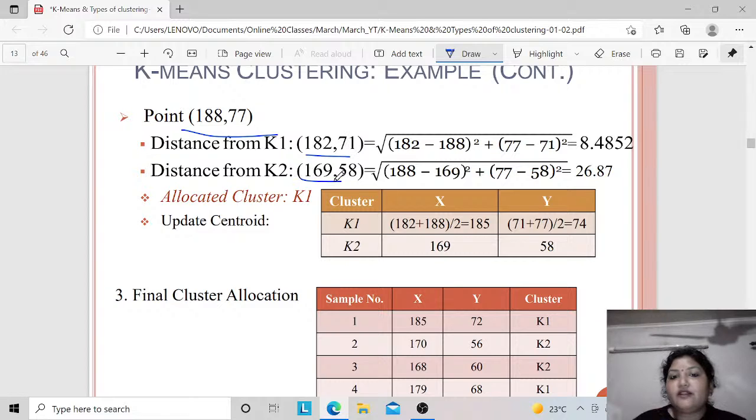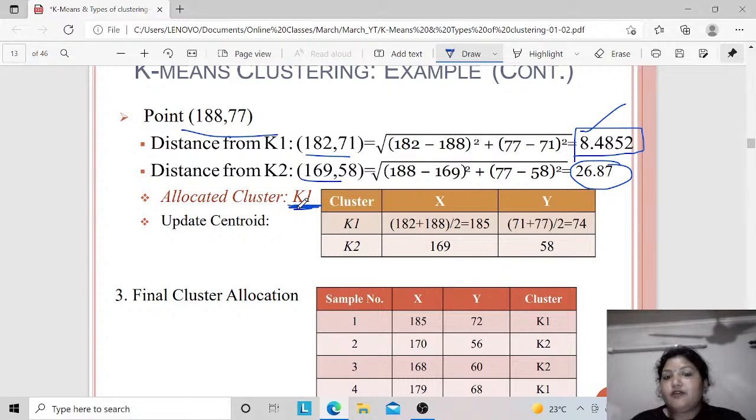Now calculate the distance from both the points, that is (182 minus 188) whole square plus (71 minus 77) whole square. Now you will again get it for the second centroid also, that is (188 minus 169) whole square plus (77 minus 58) whole square. So you will be getting two distances, 8.4 and 26.87, right? Which one is the minimum? Obviously 8.4. So this point is again allocated to cluster 1.